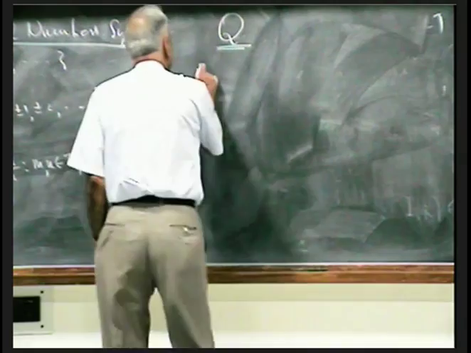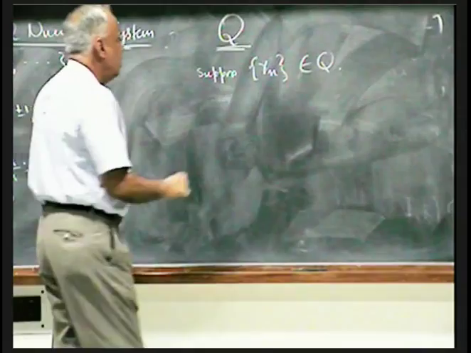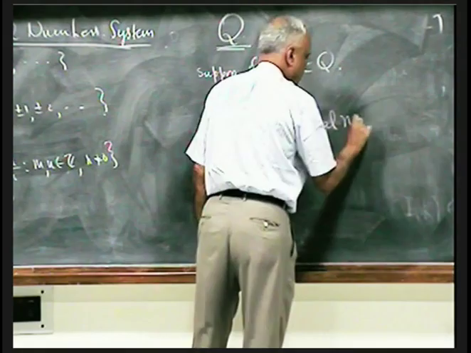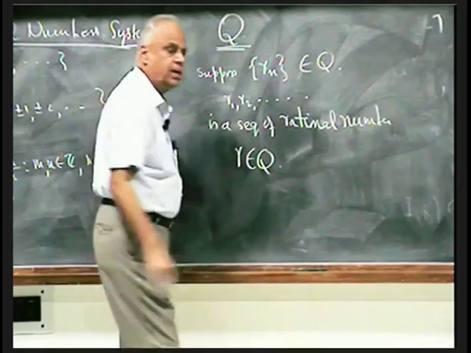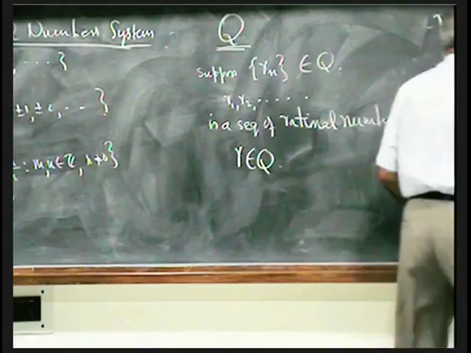So suppose Rn is a sequence of rational numbers, that is R1, R2, R3, etc., is a sequence of rational numbers, and R is another rational number. So I have a sequence of rational numbers, and I have a rational number, then we say that Rn converges to R.